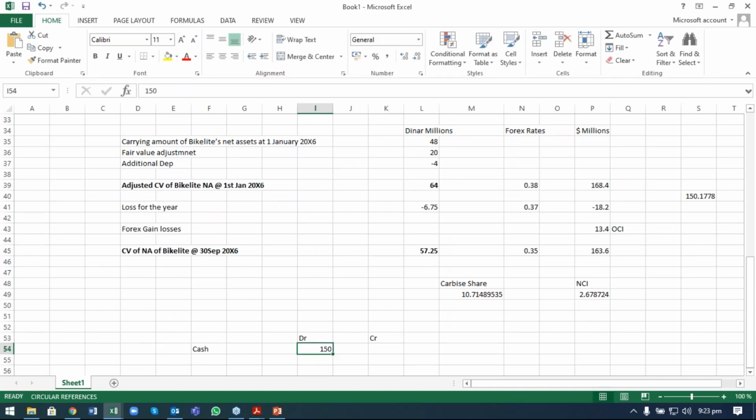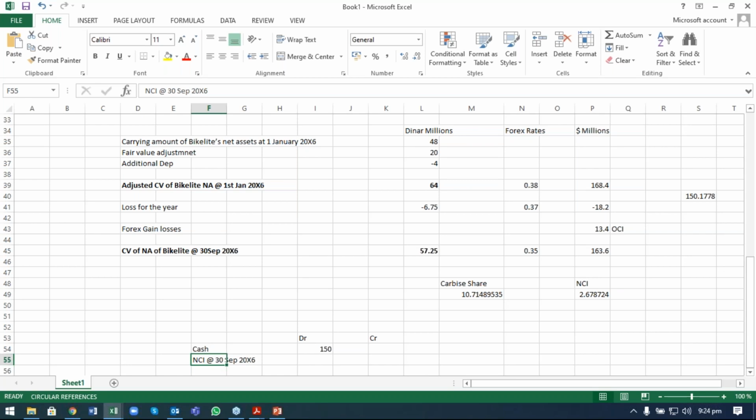If dollars are provided within the question, then you have to make sure that you record this amount in dollars. If it was provided in dinars, then you first have to convert those dinars into dollars, to make sure that your gain is reported in dollars rather than dinars. Once you have mentioned the cash, you have to remove NCI at the disposal date. And what disposal date? NCI at 30th September 20X6.